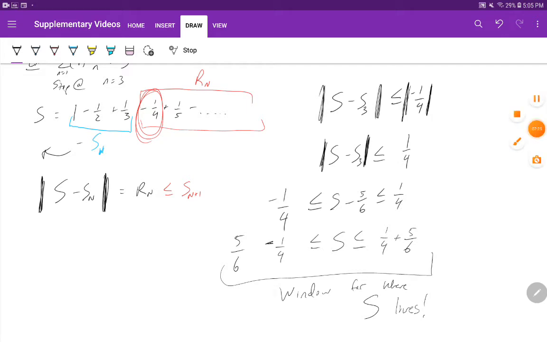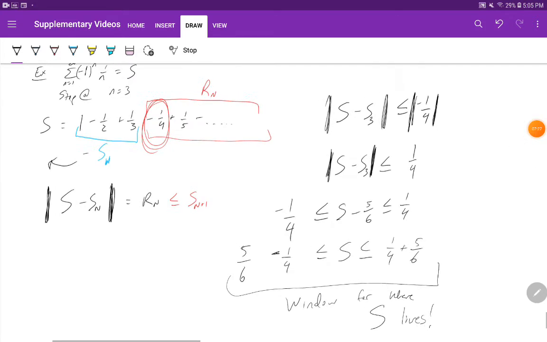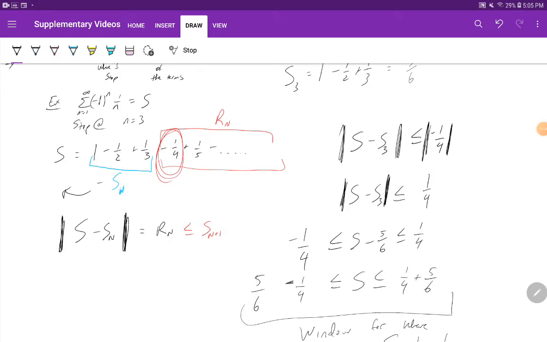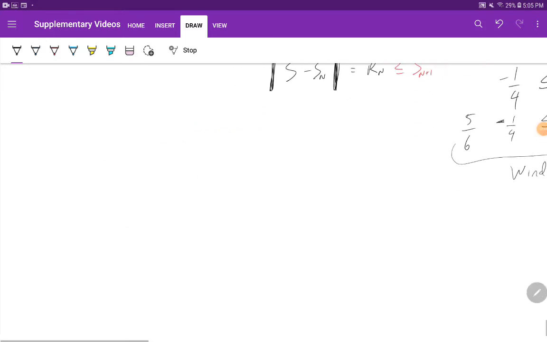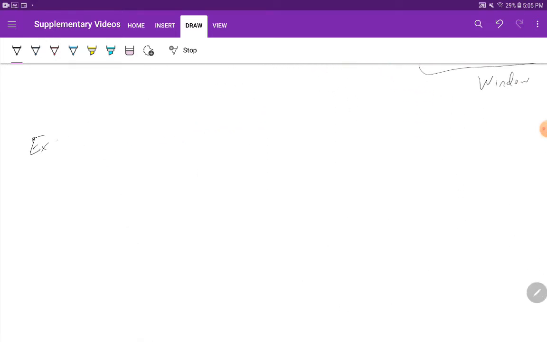If that makes sense, you can stop the video here and try some of the other examples in the textbook if you want. But if not, I'm going to do example 5. This is example 5 from page 588 in the book, and it asks you to use this theorem. So part A.